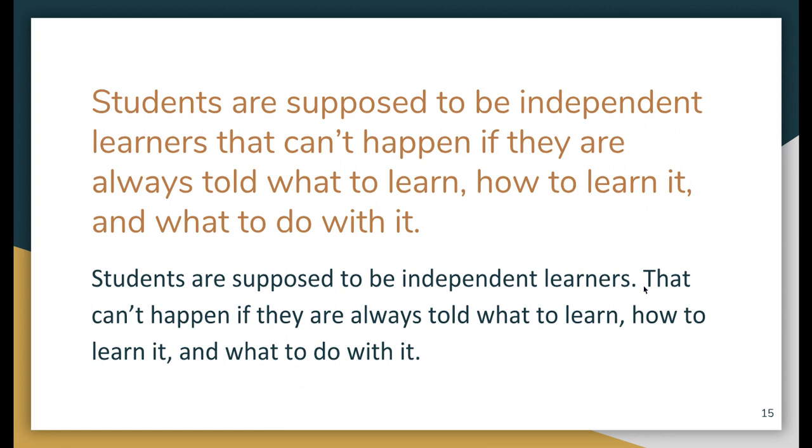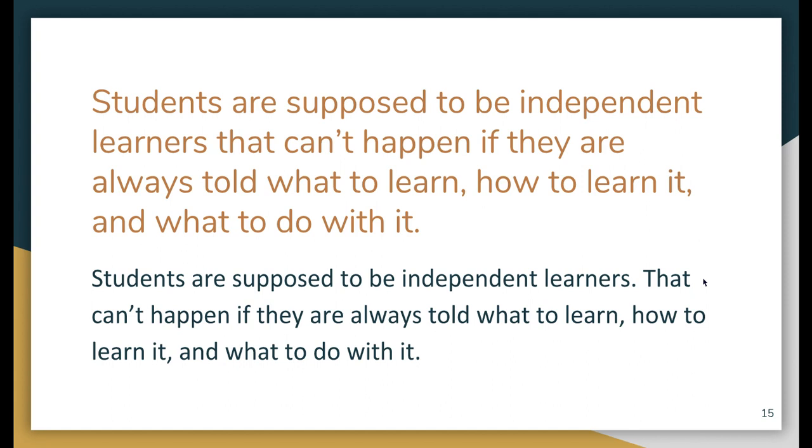So here's how this can be broken up into two sentences. Same example sentence: students are supposed to be independent learners. That can't happen if they are always told what to learn, how to learn it, and what to do with it. For this one, we've just simply added the end punctuation of a period, and then we've started the next main clause as the next sentence. Students are supposed to be independent learners. That can't happen if they are always told what to learn, how to learn it, and what to do with it.